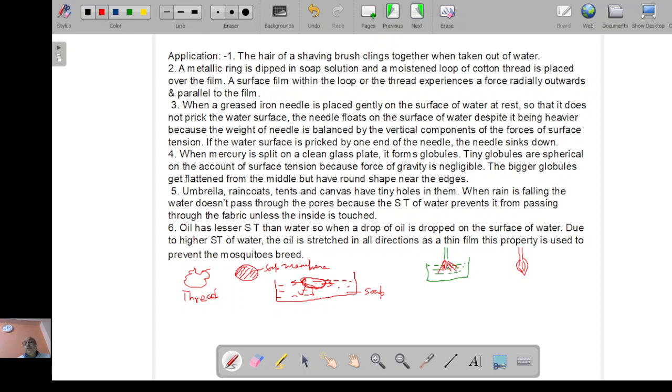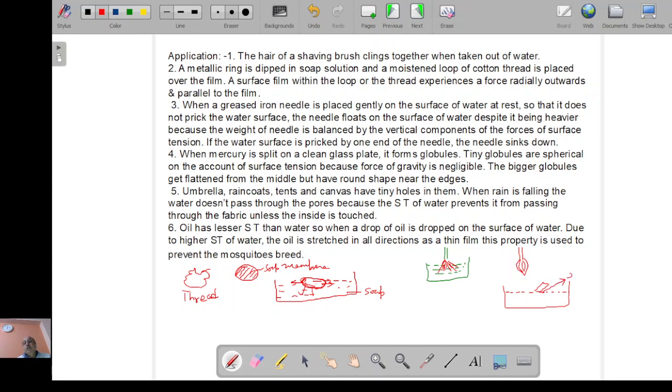If we take a greased iron needle, a simple needle, and place it gently on the surface of a liquid, the needle will stay on the surface. It will not sink. Why will this needle not sink? Because of the surface tension.